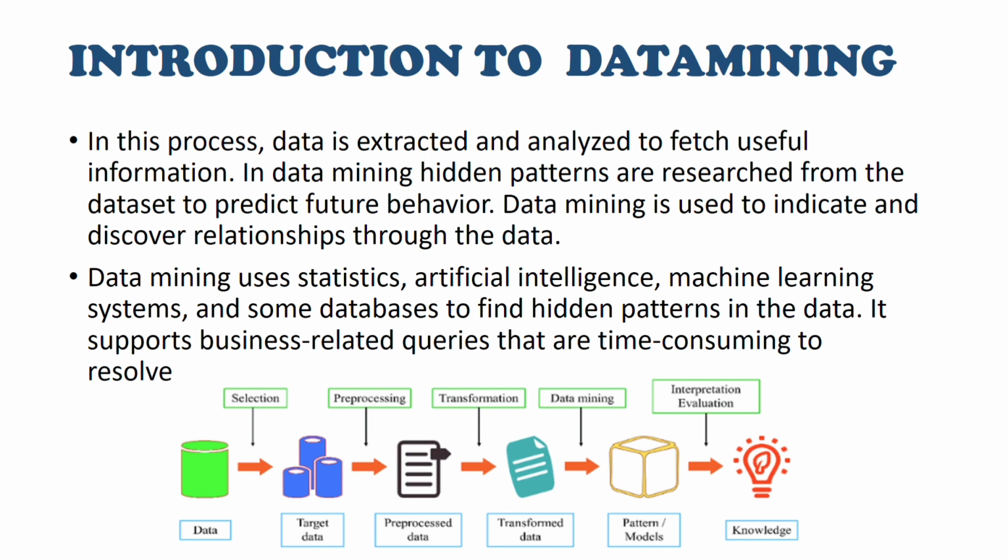So here at the bottom of the slide there is a graphical representation that includes a specific amount of data that is undergoing selection, and the data will convert itself into the targeted data, and the targeted data again will be pre-processed, so it becomes the pre-processed data. And after the transformation of the pre-processed data, we'll get transformed data, and the transformed data after undergoing data mining becomes a pattern or a model. So this after interpretation evaluation is knowledge. So let's move on to the next slide.